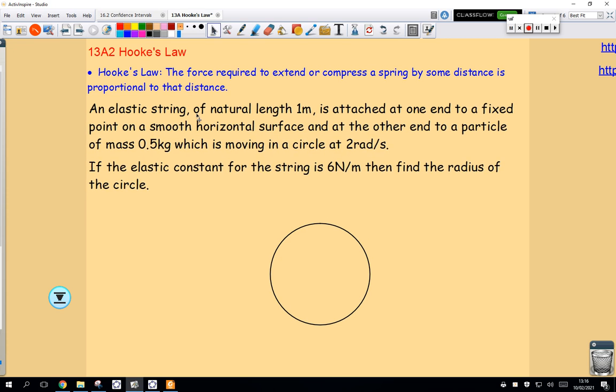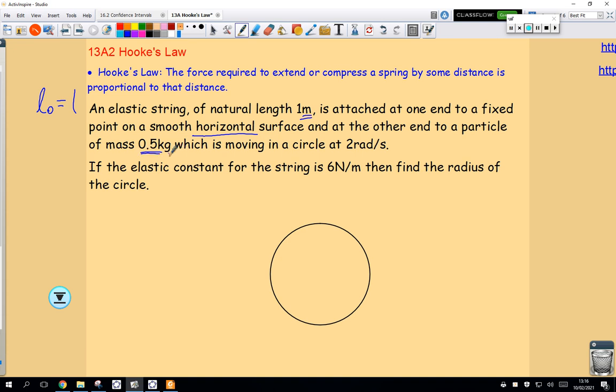It says an elastic string of natural length 1 meter. So there's my L0, my natural length, 1 meter. It's in meters already, I don't need to convert. It is attached at one end to a fixed point on a smooth horizontal surface. So that's important, that we're dealing with a horizontal surface. Horizontal circular motion we did quite a bit of work on recently. And at the other end to a particle of mass 0.5 kilos.